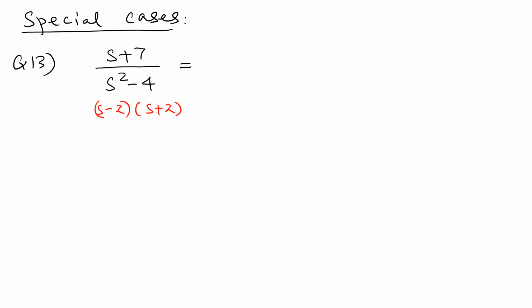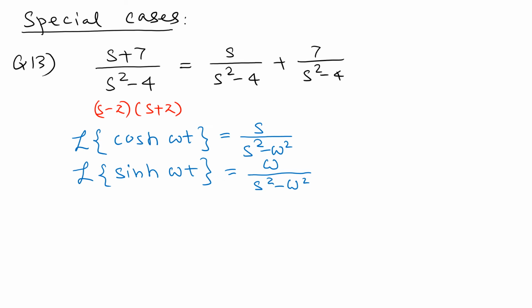So we just split this. We can write this as s/(s² − 4) + 7/(s² − 4). That's the first step: we split them into two. And now let's see how we can write the inverse transform, because we know the sine and cosine, actually in this case the hyperbolic sine and hyperbolic cosine. So these are the identities that we have.